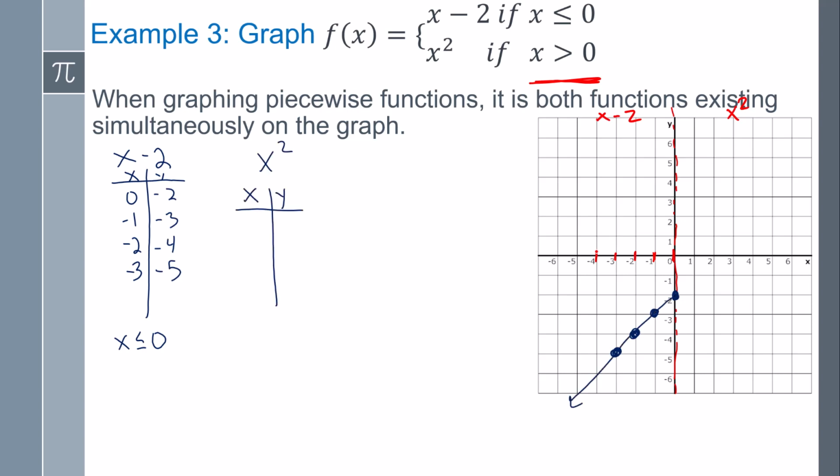Next graph. Be strategic about the values we can pick, right? It has to be greater than 0. So 0, 1, 2, 3. Plug those values in. Now, this one is equal to, that's why it's a solid circle. For this one, because it's not equal to, I'm going to represent that point as an open circle. Connect it because it's an equation.